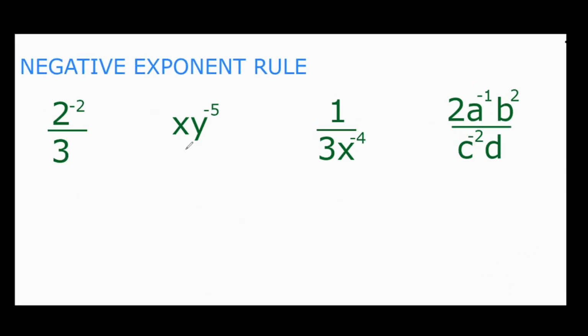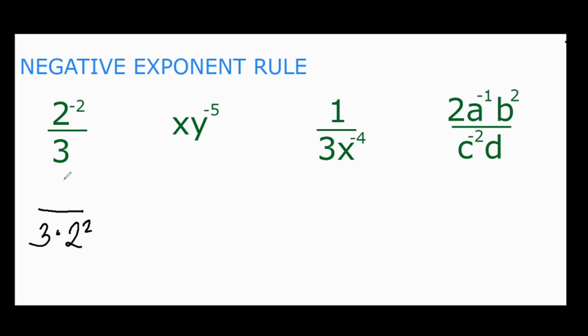So now let's have another set of examples where we could apply the negative exponent rule. So here we have 2 raised to negative 2 over 3. Again, we should only apply the reciprocal when we have a negative exponent, like from our numerator, 2 raised to negative 2. So again, for it to become positive, we must place 2 raised to negative 2 on our denominator. So that will give us 3 times 2 squared.